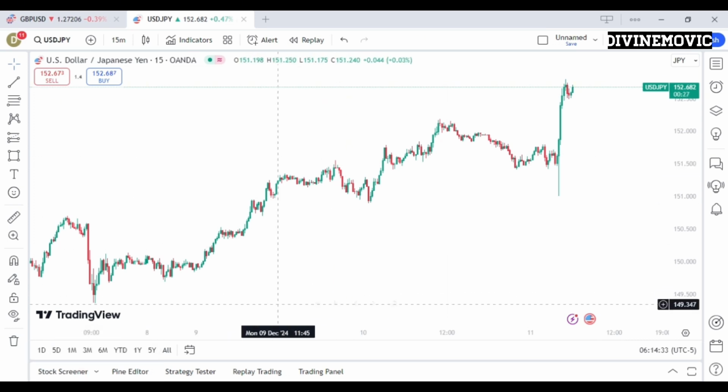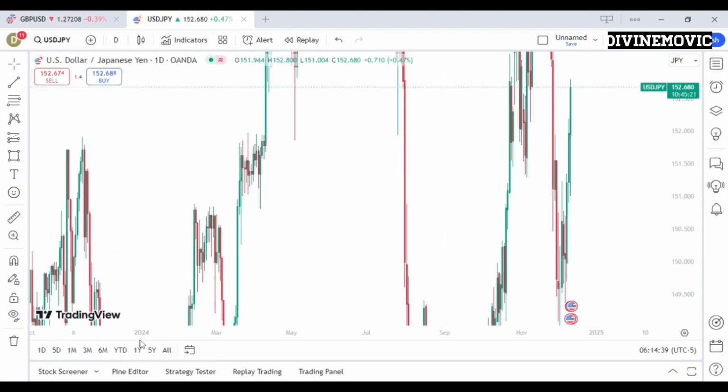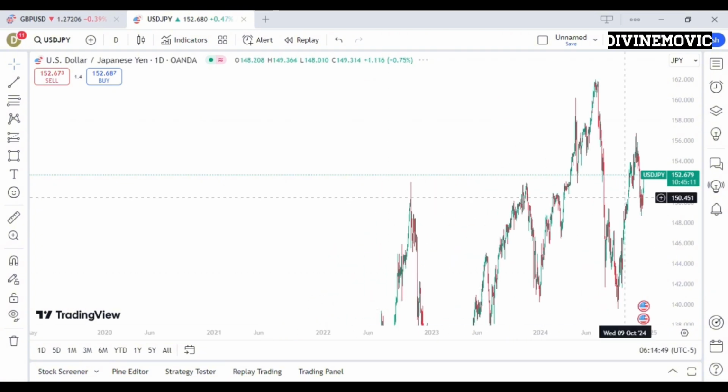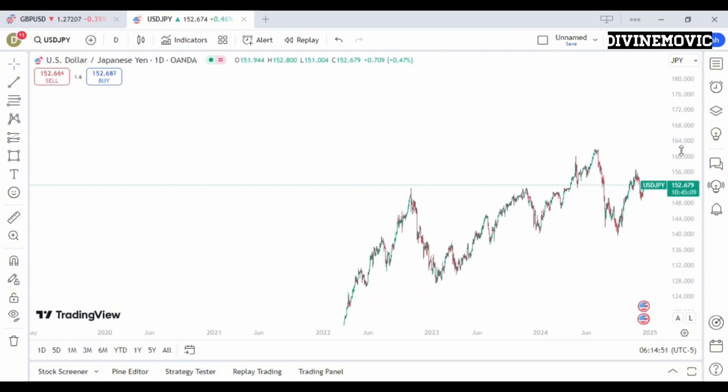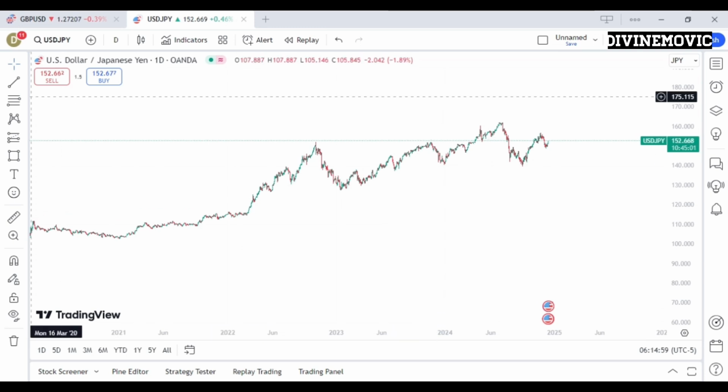Now for us to analyze this pair, we want to simply go to the daily time frame and understand the overall market direction, where price is going to, and how price is moving. With this, we can know how to follow price to where it is going. For us to understand direction, we want to zoom in properly and see the bigger picture of where price is coming from and where price is going to. In this case, we can see that price is going to the upside, but we want to always use the trend to confirm that.